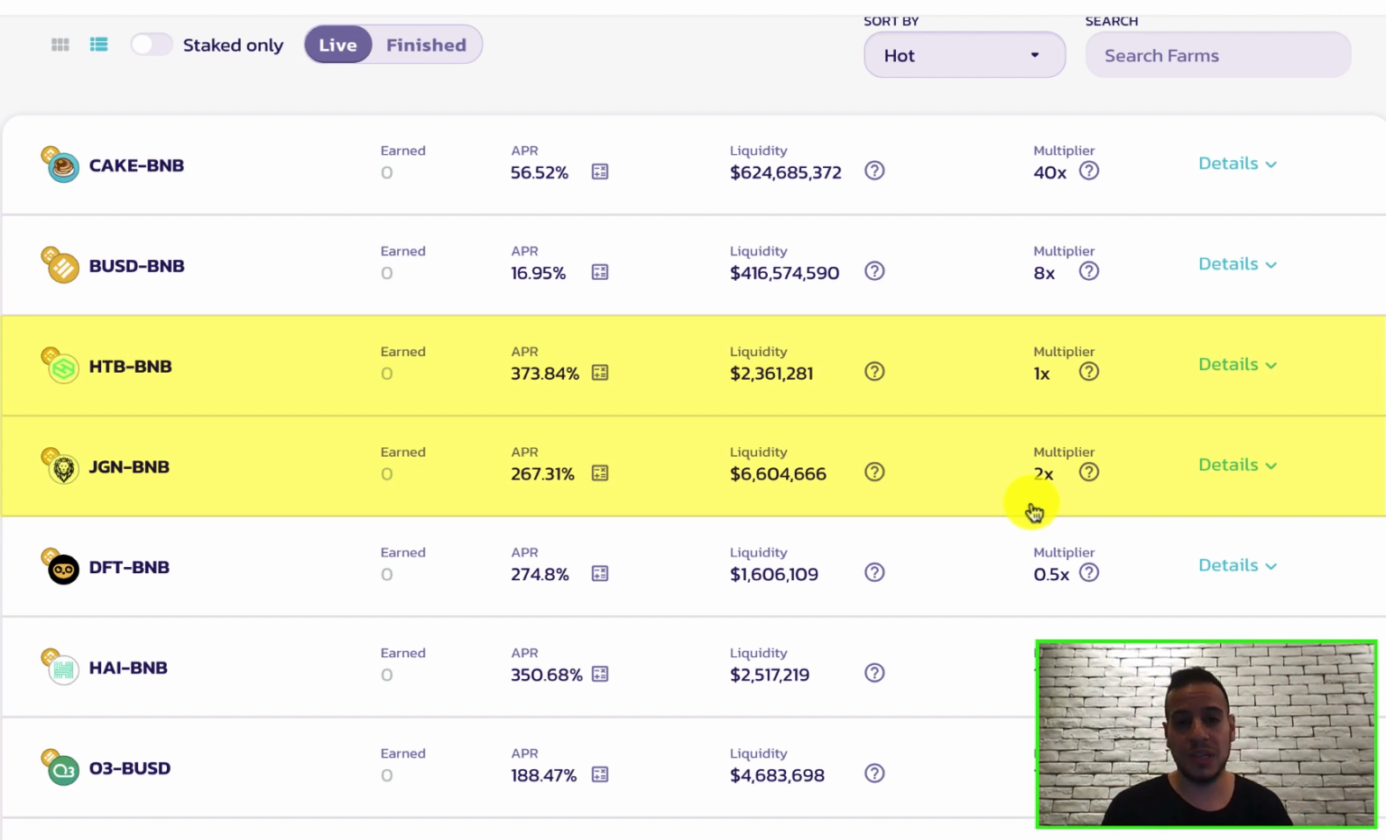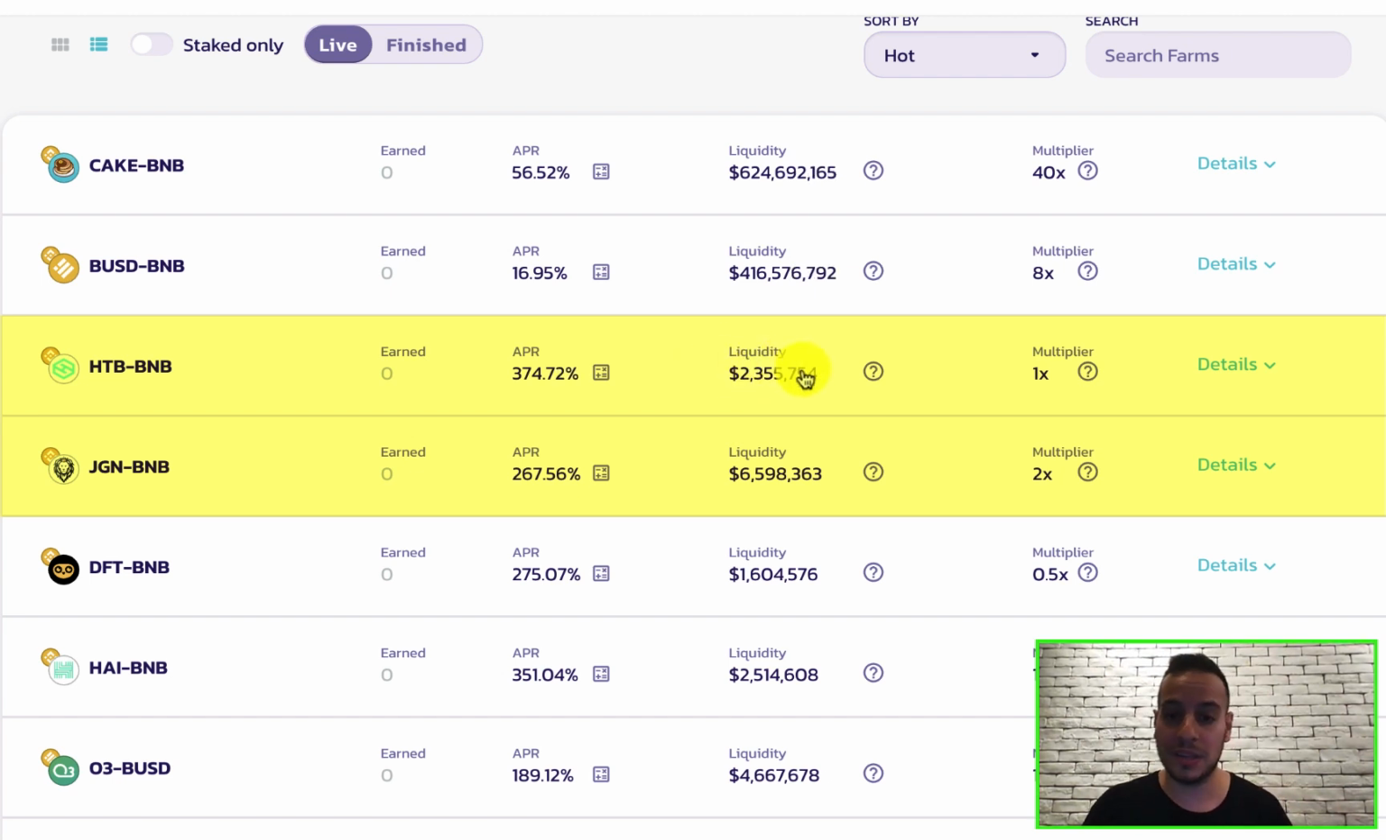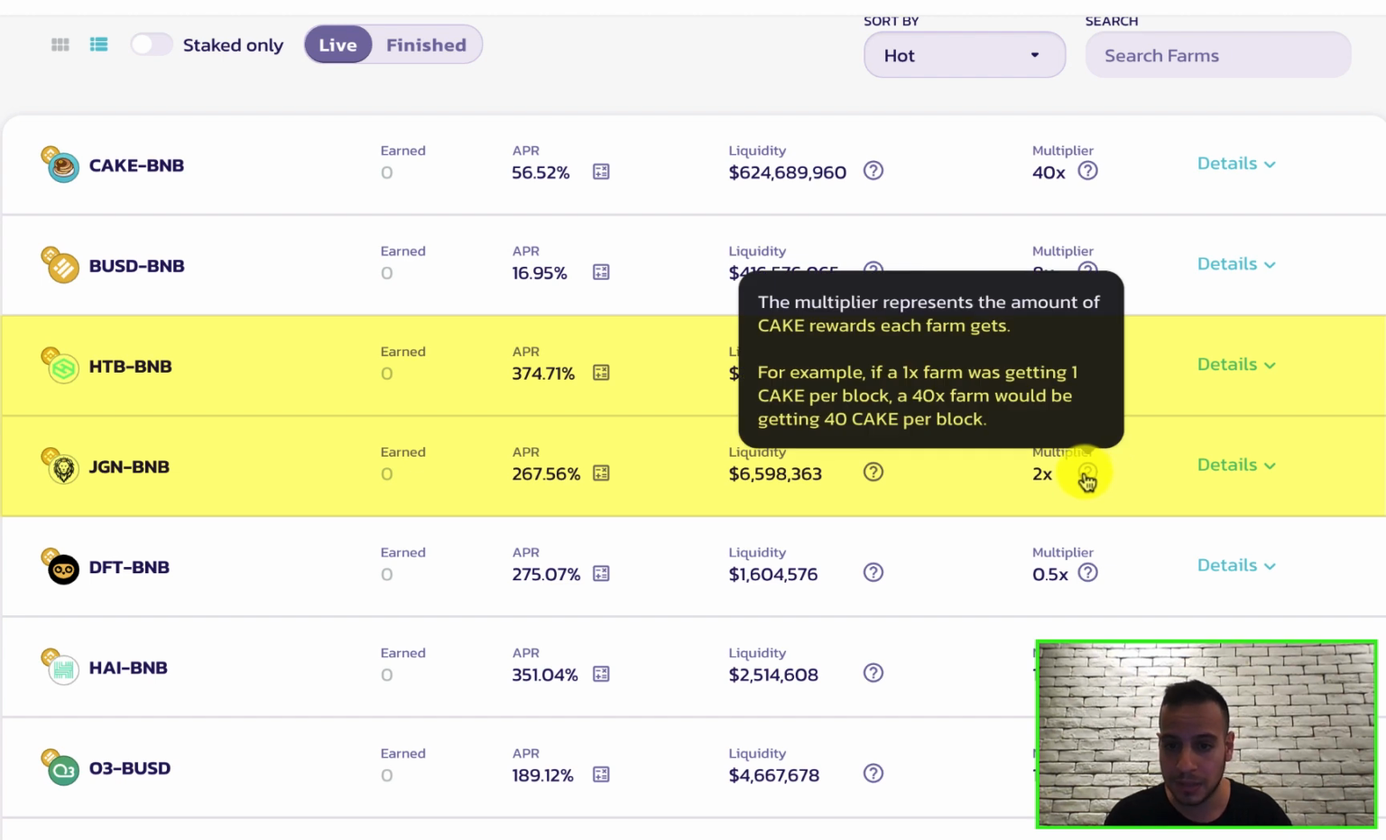That's why usually with new farms, the APR will be higher in the beginning, because one, there is not a lot of liquidity since it's a new farm and people are adding liquidity more and more. The more liquidity that is being added, the lower the APR will get. And two, the multiplier usually gets reduced by half after 2 days, because that's what the developers decided when they launched the farm. So in the first 48 hours, for example, this multiplier is now 2x.